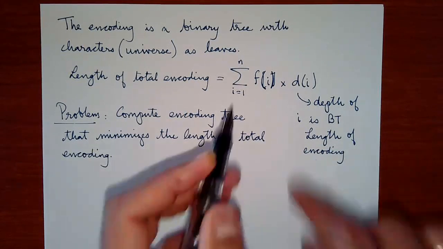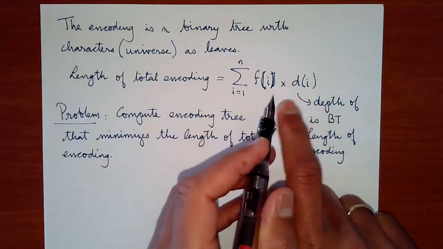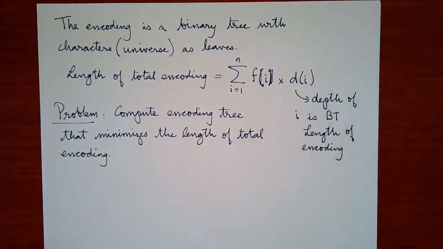The length of the total encoding is the frequency times the depth. And so naturally what you want to do is to have frequent items being higher up, having a lower depth, and infrequent items having a longer depth.